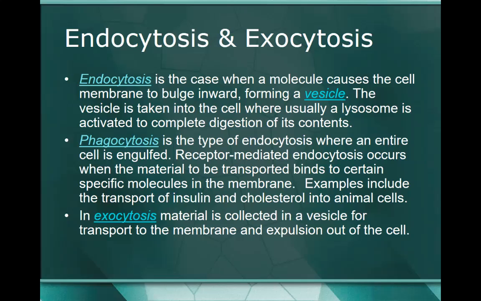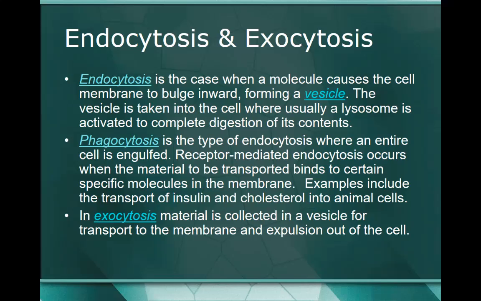There's a particular version of endocytosis known as phagocytosis, and this is the type of endocytosis where an entire cell gets brought in. So if we have a smaller cell that's being brought inside a larger cell, this is where that term comes from. So receptor mediated endocytosis occurs when we transport material that's bound to the surface and pull it into the cell.